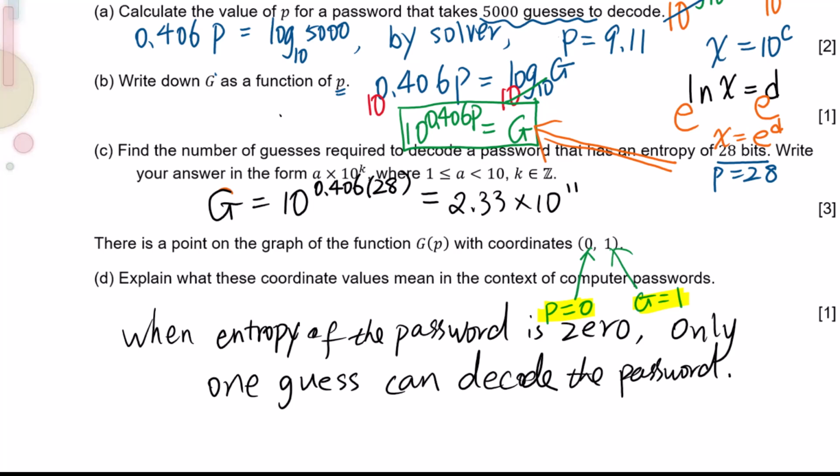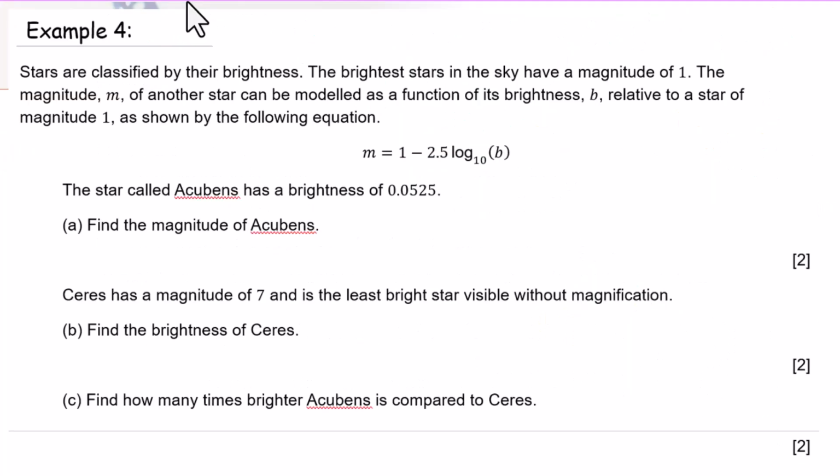When entropy of the password is 0, only one guess can decode the password, which means your password is very weak.